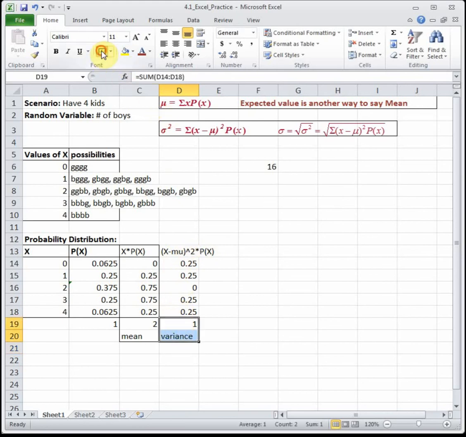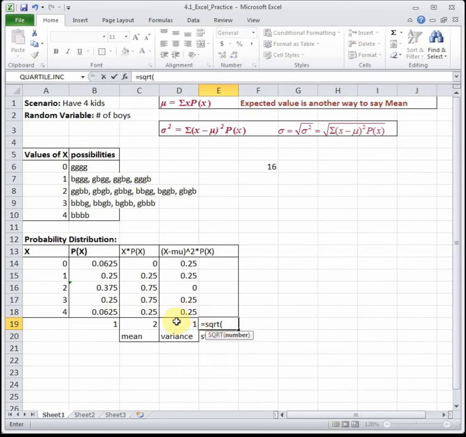Let me make it look kind of pretty here. Everything's better when your Excel sheet's nice and organized. All right, so 1 is our variance. That is the sum of x minus mu squared times p of x. And then to get standard deviation, all we do is we take the square root of variance.